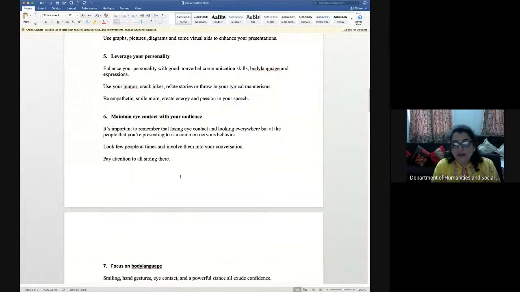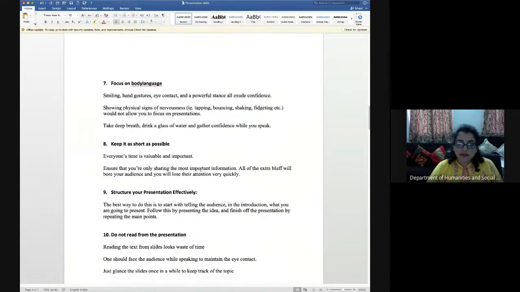But if you are continuously trying to see one point, like if you are talking while looking at a wall, if you are giving a lecture while continuously watching the ceiling or the floor or somewhere else, then it does not connect with the audience. Okay, so you have to involve all the audience by having good eye contact with them.